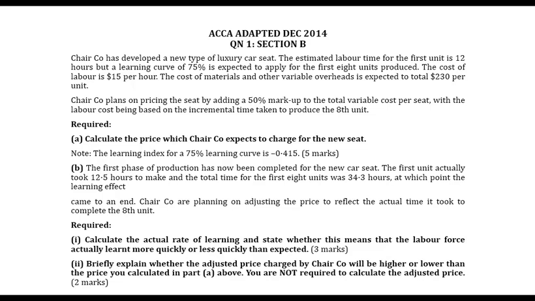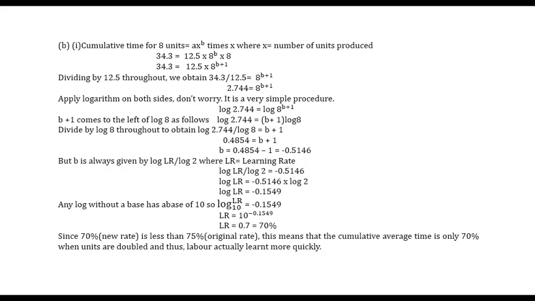In section 2, part 2, we are asked to briefly explain whether the adjusted price set by the chair company will be higher or lower than the price you calculated in part A above. You are not required to calculate the adjusted price. Now this wouldn't be difficult, because we already know that we are learning more quickly. So if we are learning more quickly, we will consume less time to complete the 8th unit compared to the original.